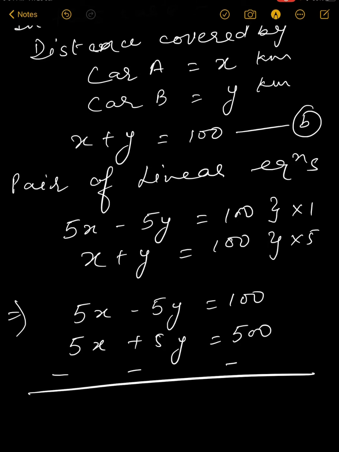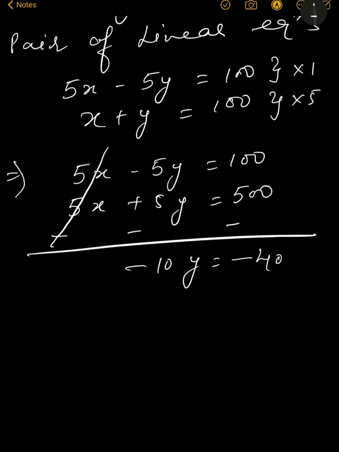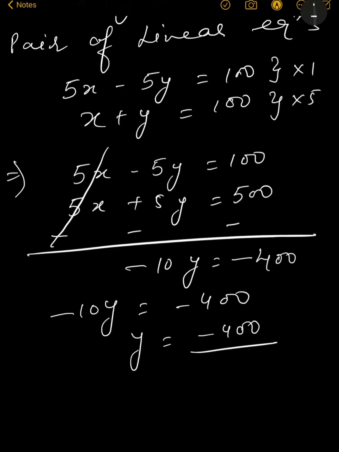So again I have to subtract. The 5x terms cancel each other. This is minus 10y equal to 100 minus 500, that means minus 400. So minus 10y is equal to minus 400. y is equal to minus 400 upon minus 10. Minus minus cancel out, 10 cancels out, this is 40. So y is equal to 40 kilometer per hour.